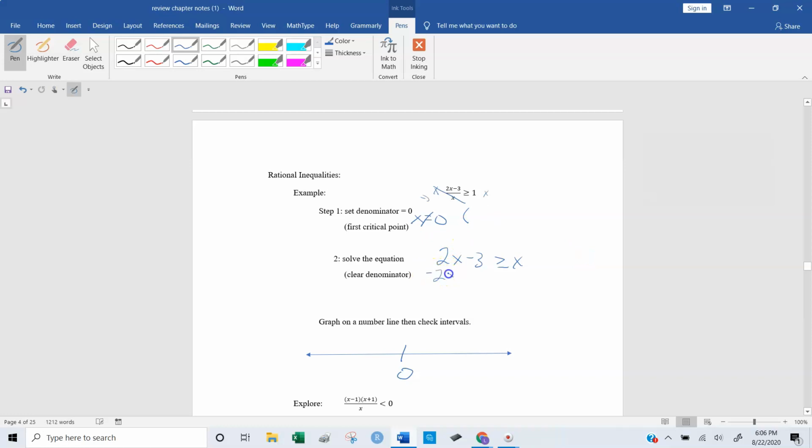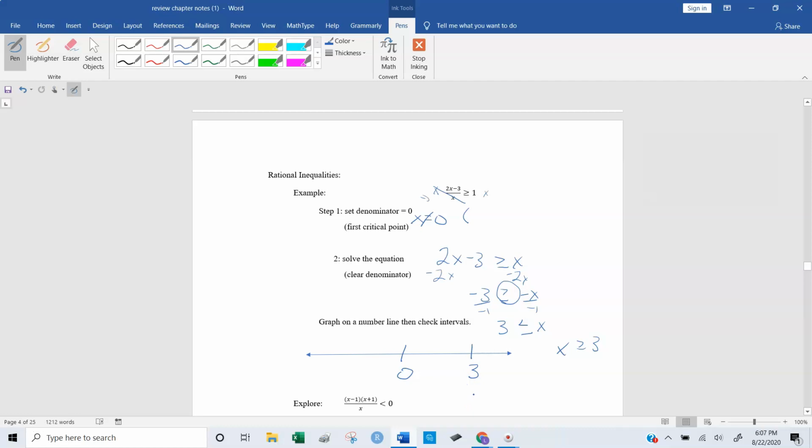So subtract the 2x. So you have -3 is greater than or equal to a negative x. Well, this means I have to divide by a -1. Remember, when you divide by a negative, you must switch that inequality. So now you have 3 is less than or equal to x. Rewrite this in the right order. So now x is greater than or equal to 3, which doesn't help us a whole lot, but it does a little bit. So now I have 0 and 3 are my critical points.